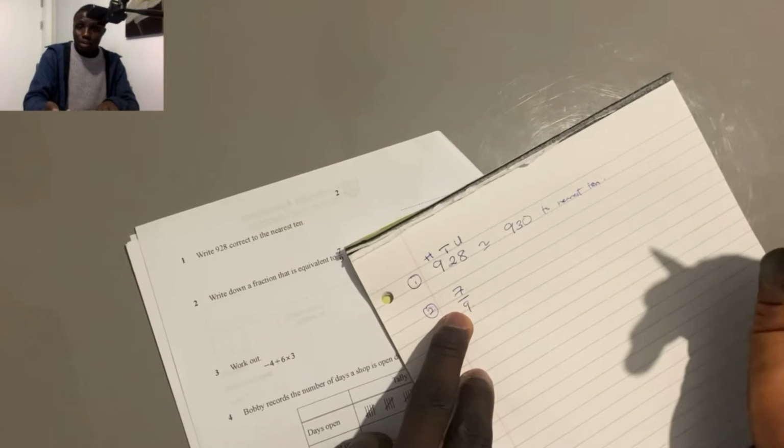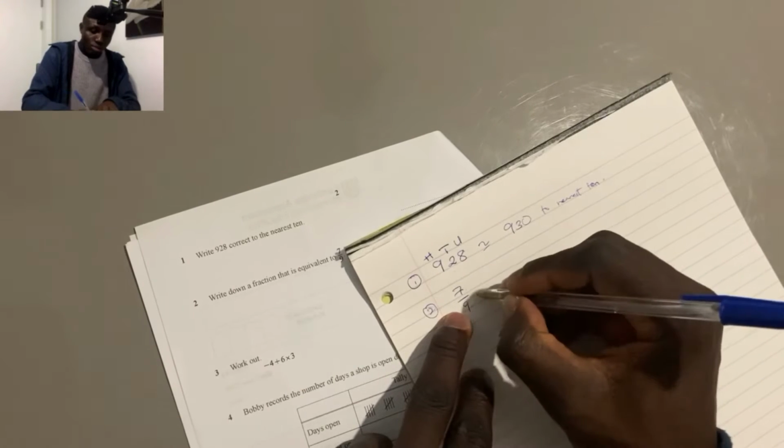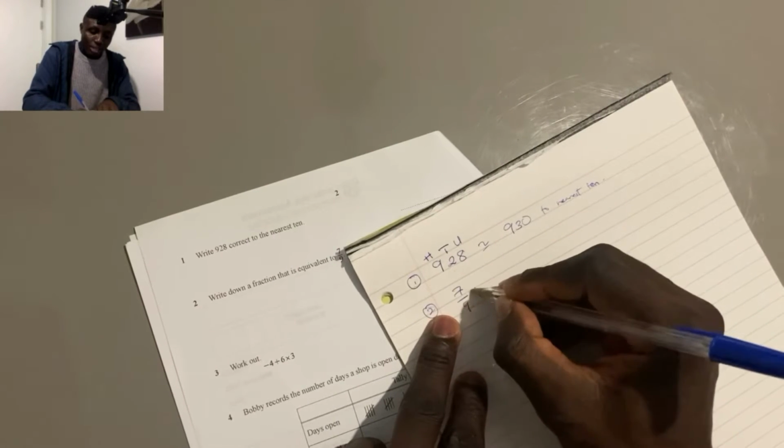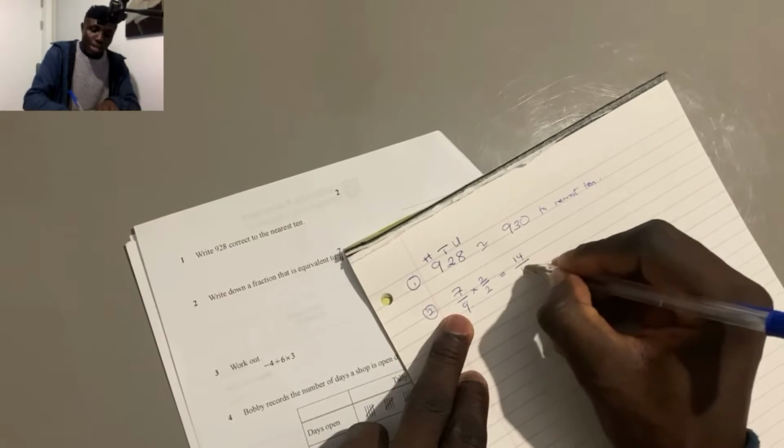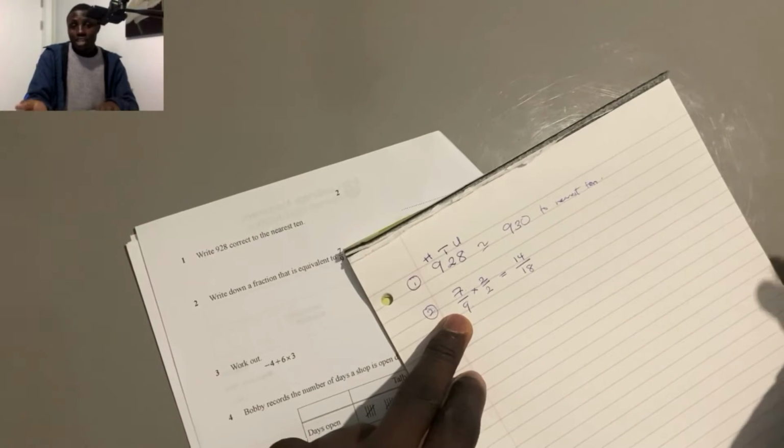Let's consider 2, starting from 2. So if I multiply this one by 2, what do I get? Multiply this by 2, multiply this by 2. So we have 14/18. This is the first equivalent fraction that you can actually get.